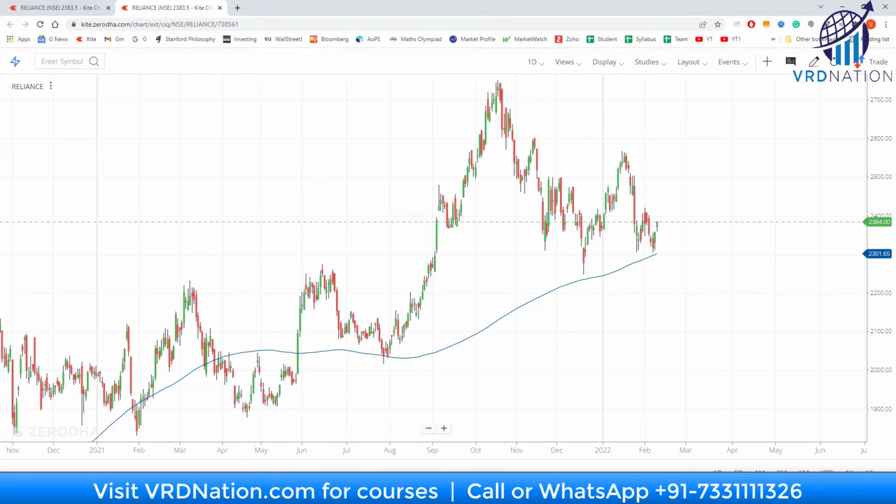That's it. So by looking at this line, I can say that, okay, from a long-term perspective, Reliance is bullish because it is trading above its 200-day moving average.